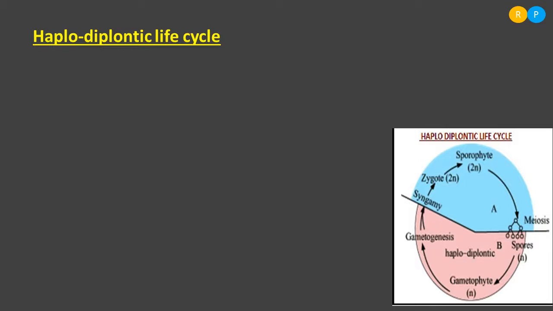In this type of life cycle, the haploid phase as well as the diploid phase are almost equally distributed in the plant. So we cannot say that haploid phases dominate or diploid phases dominate, because both are almost equally distributed and both are multicellular structures in the plant. Because of this unique character, the life cycle is termed as haplodiplontic life cycle.